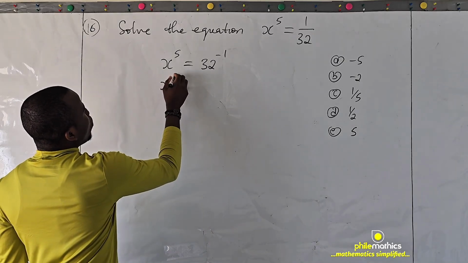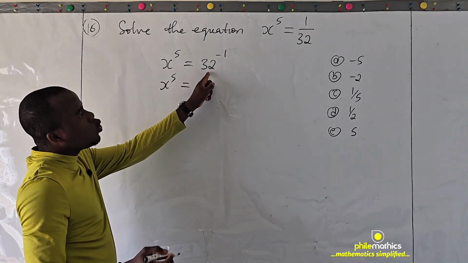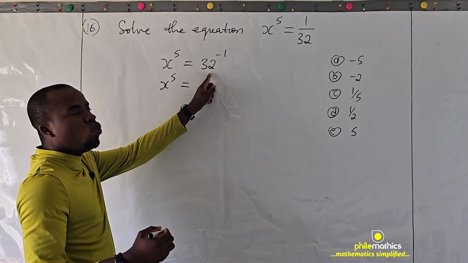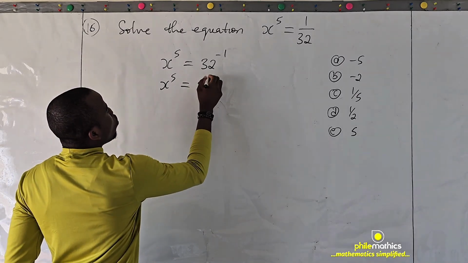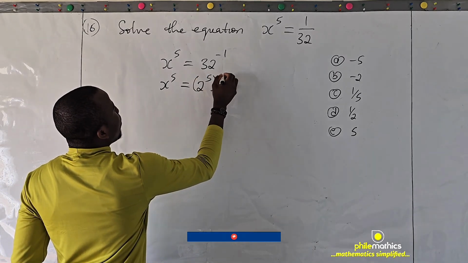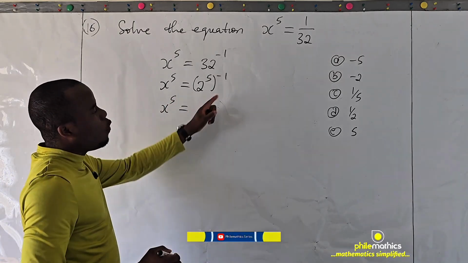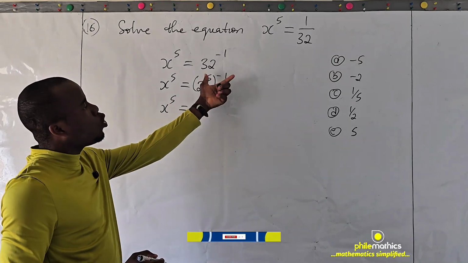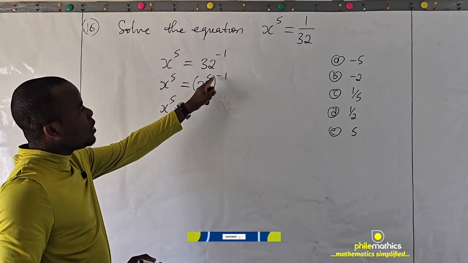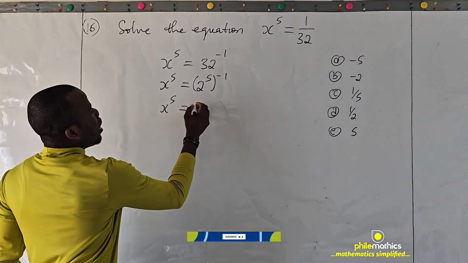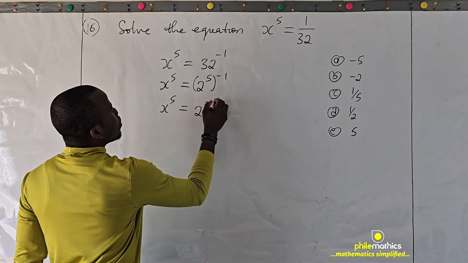And so x to the power 5, I can put 32 in base of 2, and it is 2 to the power 5, to the power minus 1. x to the power 5 simply equals, from the law of product rule in indices, this will multiply this. So we have 2 to the power minus 5.